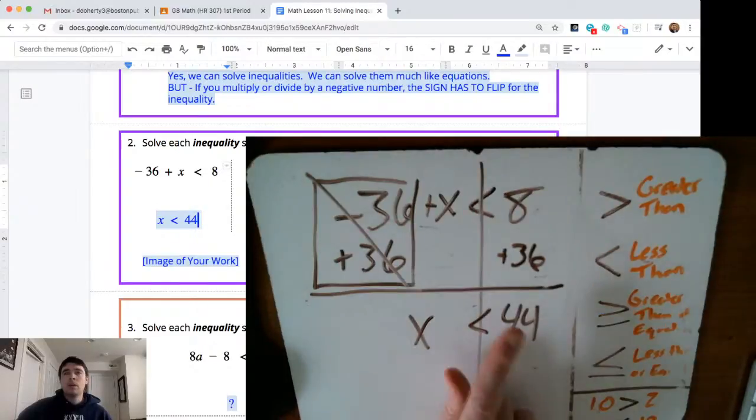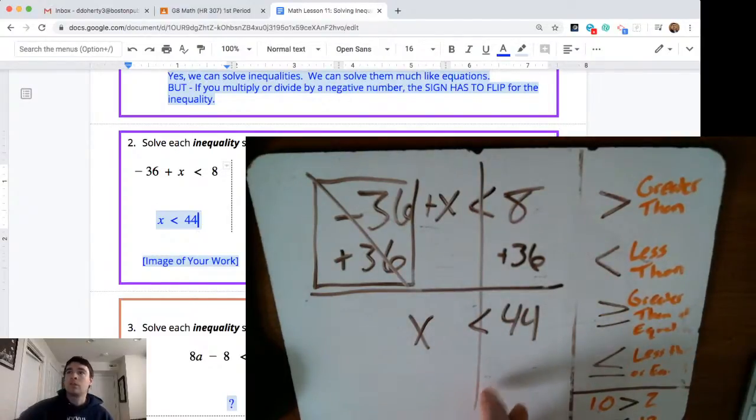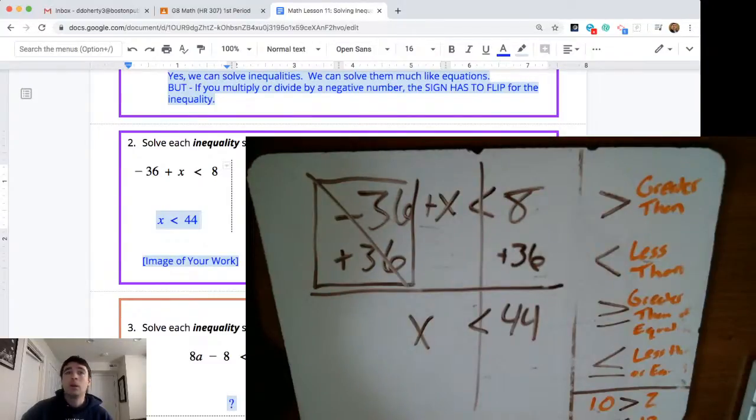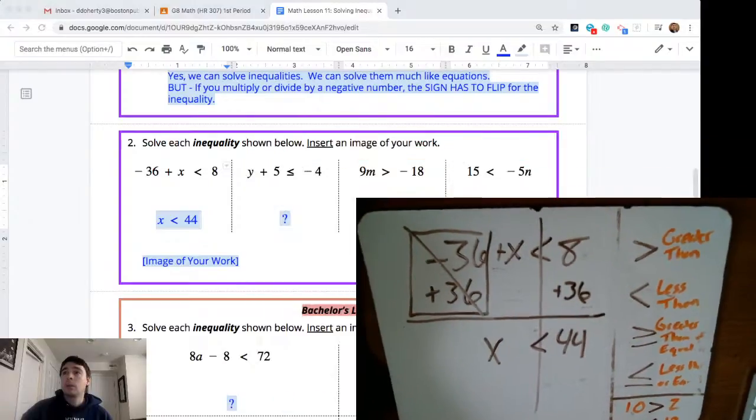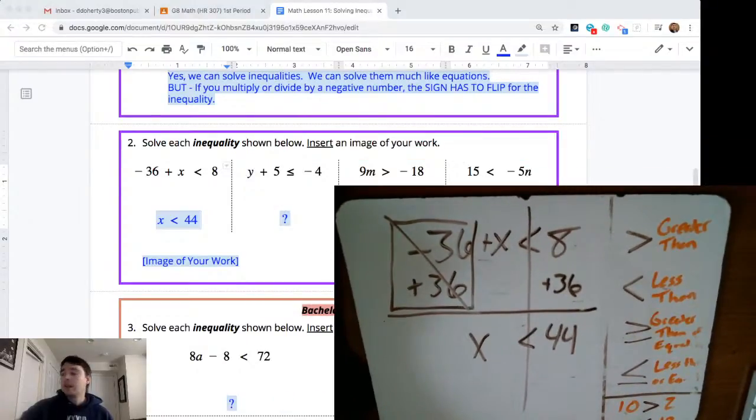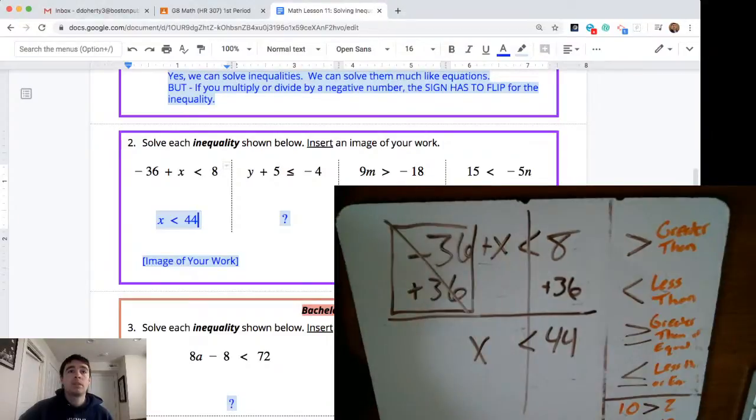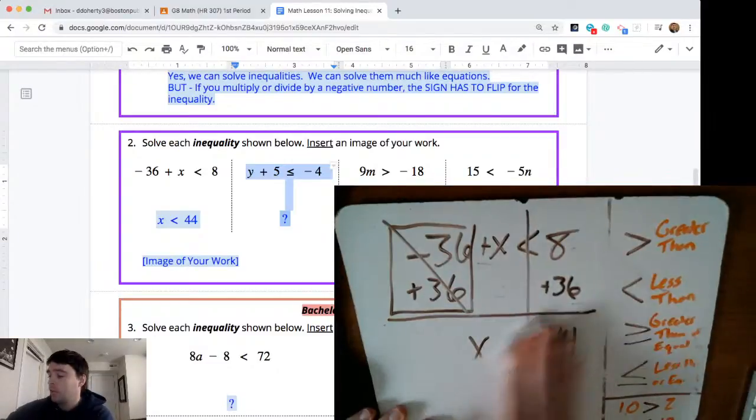If you're at home, I don't need to see a whiteboard for all 4 of these problems on number 2. 1 or 2 pictures of your work is more than fine to show, hey, we've been working through this step by step. So the next one, I got to make the whiteboard a little bit smaller. The next inequality we have here that we're going to solve says y plus 5 is less than or equal to -4.